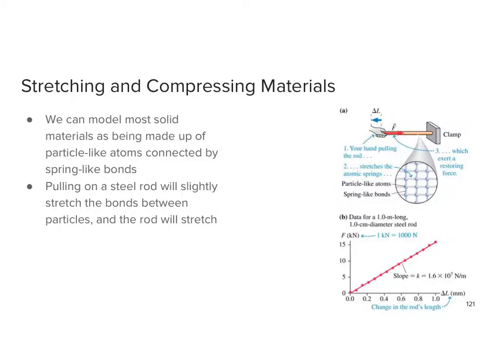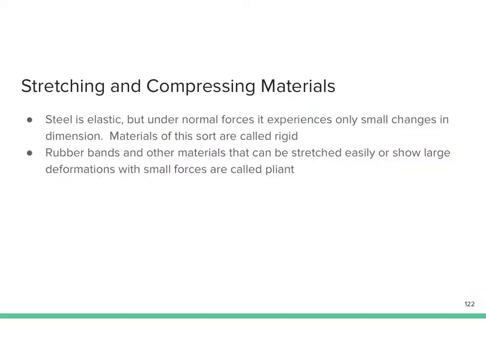So if I were to have, on the right side over here, a metal clamp, and I pull on that metal bar, the atoms and the molecules inside have bonds with each other, and they act like springs. So we can take most solid materials and say that they're connected with spring-like bonds inside. If I were to pull hard on a steel rod, it will slightly stretch the bonds between the particles, thus making the rod longer. So you can pull on a piece of metal, and you will physically make it longer.